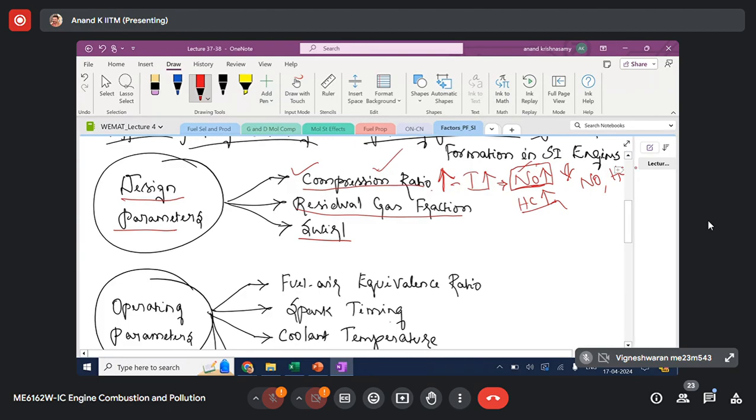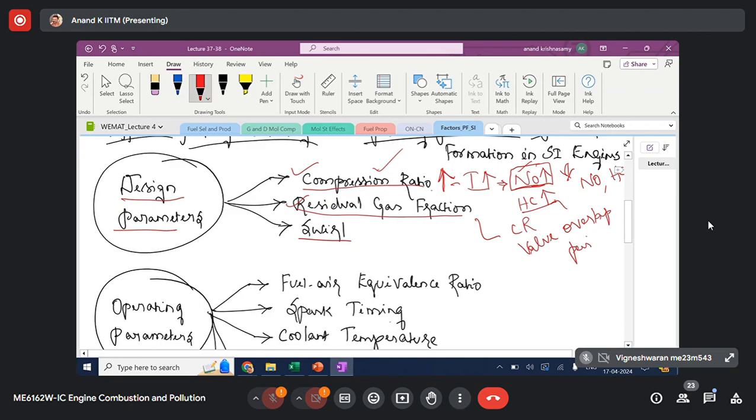The second variable we discuss is residual gas fraction. Residual gas is a gas that remains in the engine cylinder at the end of one operating cycle. Typically, it is around 4 to 8%. But you can vary this quantity of gas that remains in the cylinder at the end of one engine operating cycle by varying two important design parameters. One is compression ratio, and the other one is valve overlap period. So all these are design variables. That's why it is listed under design parameters.